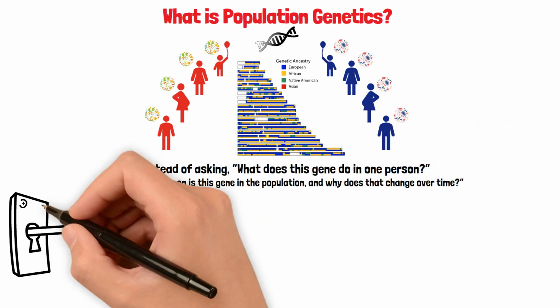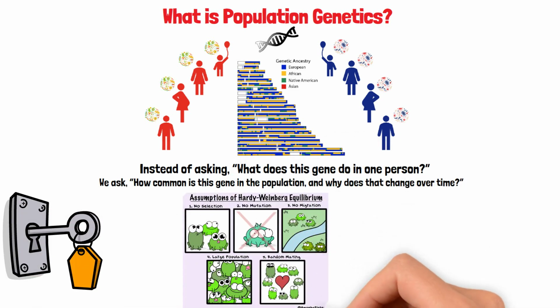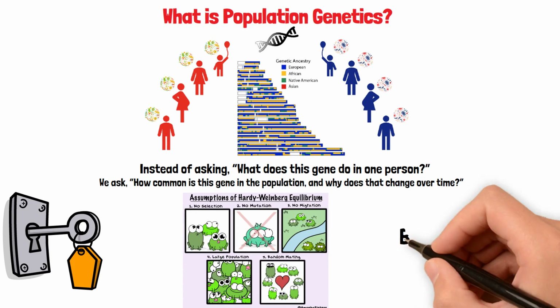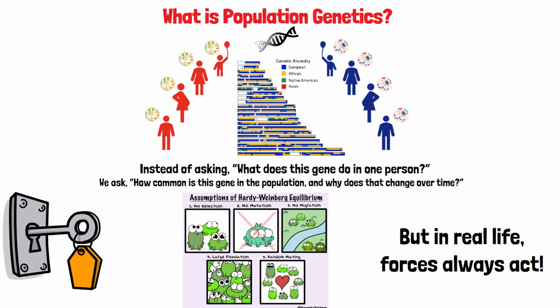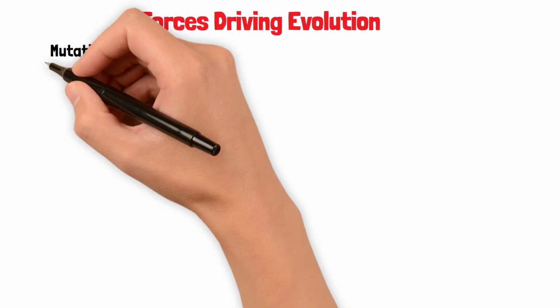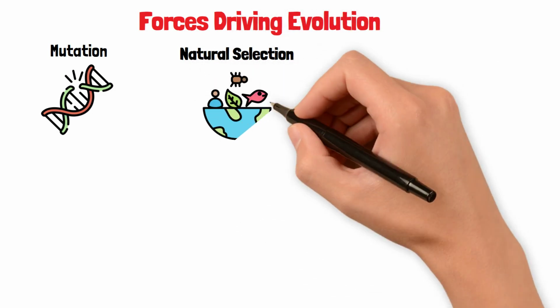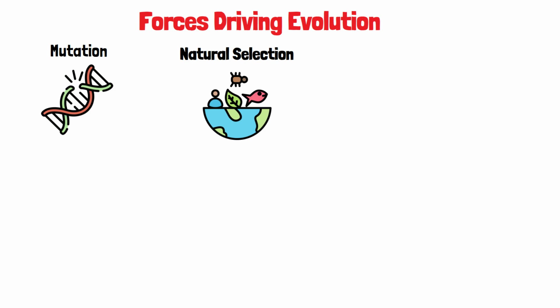A key tool here is the Hardy-Weinberg equilibrium, a principle that predicts allele frequencies in a population if no evolutionary forces are acting. But in real life, forces always act. Forces driving evolution. Mutation, the source of new genetic variation. Natural selection. Traits that improve survival or reproduction become more common.